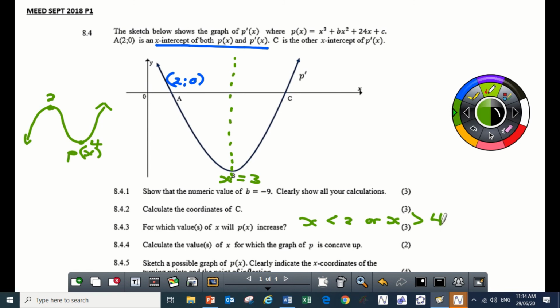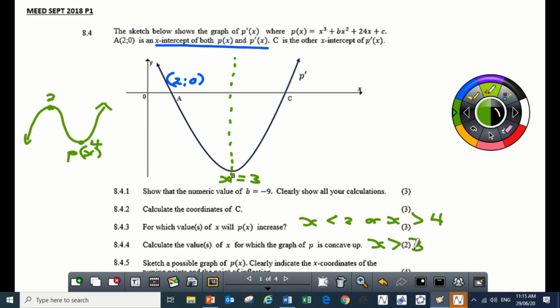The x value at the turning point of the first derivative, which is quadratic, is the same x value at the point of inflection. Which means this x value here that we got earlier, x equal to 3. Remember, if it's concave up, it means we have a minimum turning point. So we are talking about somewhere from here going that way. That's when it's concave up. So your solution there is going to be x is greater than 3.